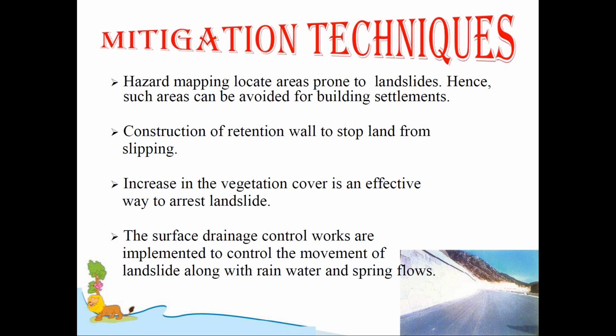As with a taller building, its foundation is also that much deeper. Only then it can hold such a big building. Same like that, big trees, their roots have gone down in depth and they hold that land. So when there is landslide, they hold it and don't allow that land to slide. Clear? So increase in the vegetation cover is an effective way to arrest landslide. Then fourth, surface drainage control works are implemented to control the movement of landslide along with rainwater and spring flows. So all these techniques you can see which stop the landslide.